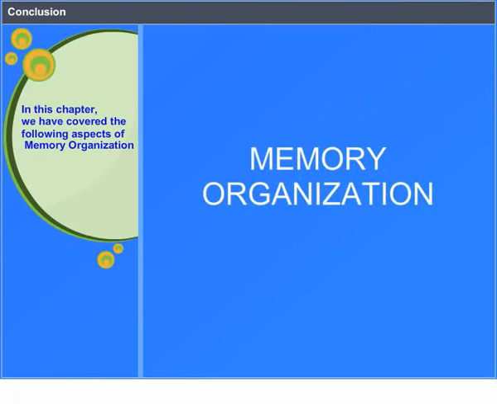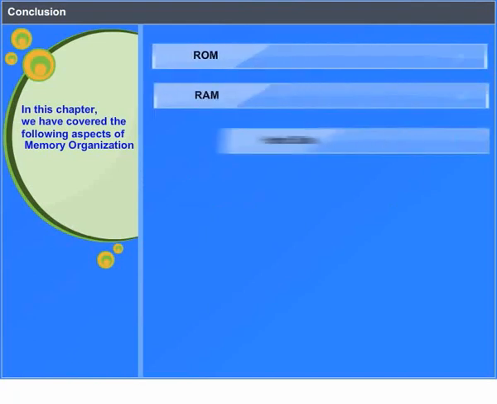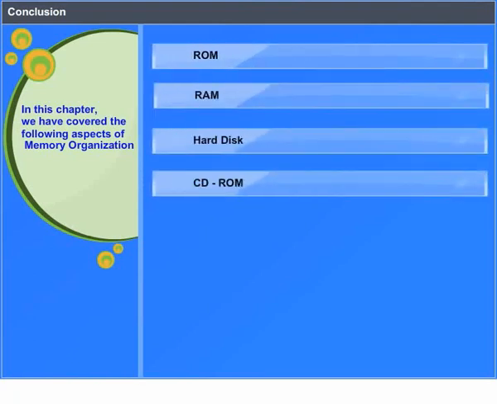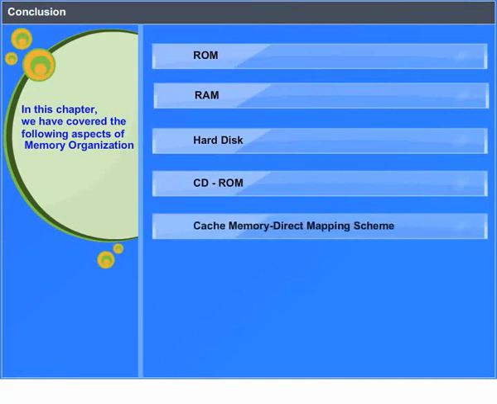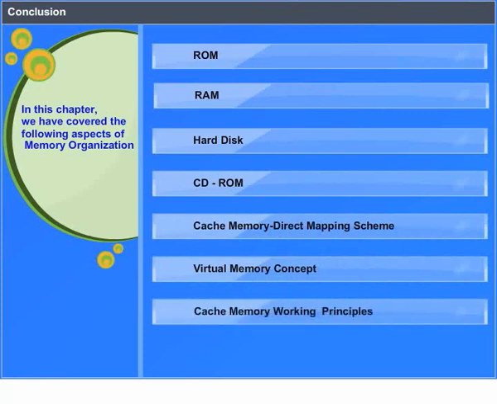Conclusion. In this chapter, we have covered the following aspects of memory organization: ROM, RAM, hard disk, CD-ROM, cache memory, direct mapping scheme, virtual memory concept, cache memory working principles.